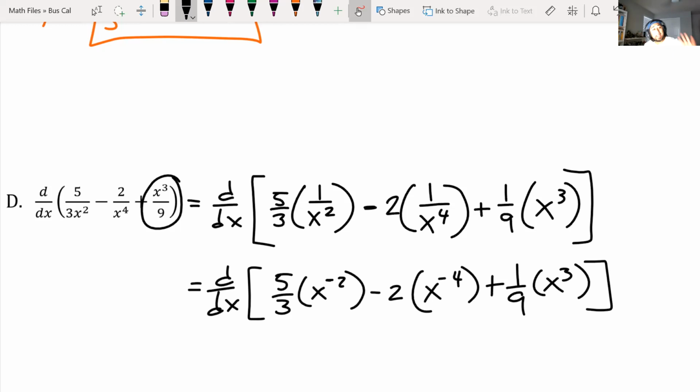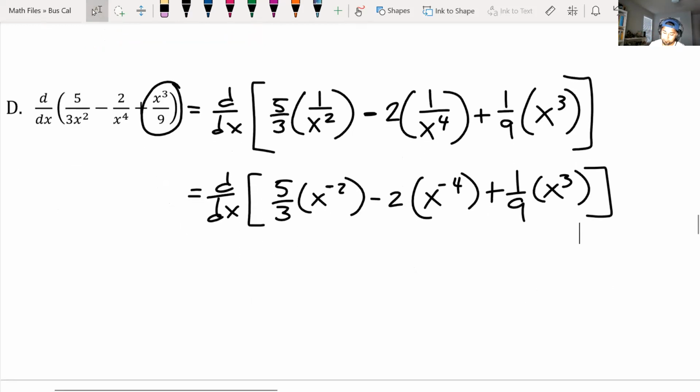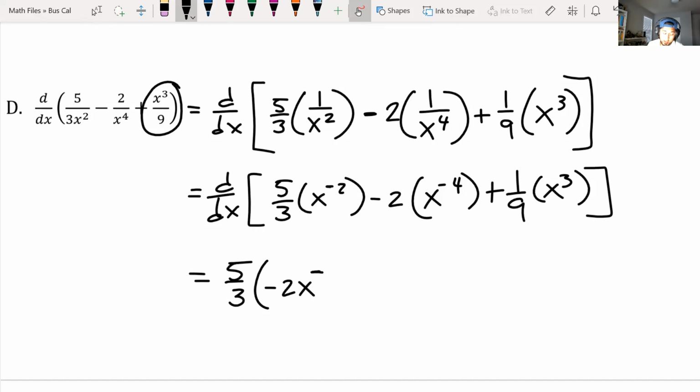Look at that. Everything has been rewritten algebraically and puts it into the perfect form for us to take the derivative. Now we do some calculus. So we'll start with the first term. That 5/3 stays out there. And what is the derivative of x^-2? -2x to the -3. There we go.